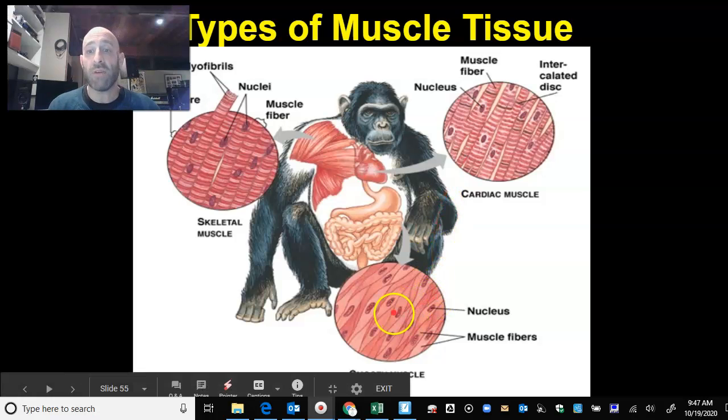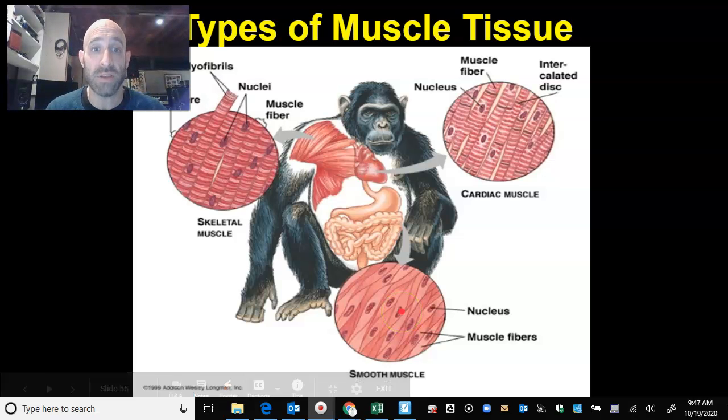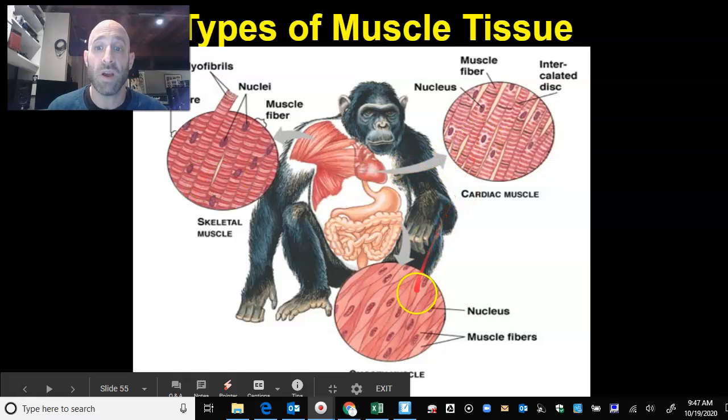And then finally we have our smooth muscle, which looks nothing like the other two. It's very weak. It's not a strong muscle. It has a slow contraction, which we'll talk about later. It has a single nucleus per cell, and it is something that is involuntary. So skeletal is voluntary, cardiac and smooth are involuntary.